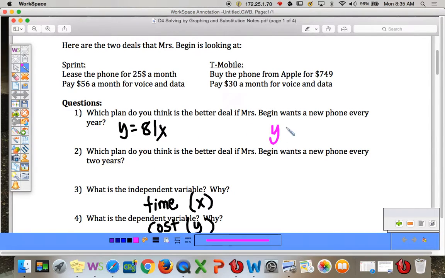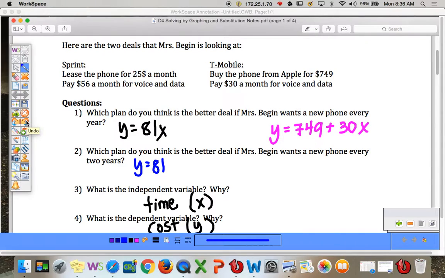For T-Mobile, we can pay $749 up front plus $30 every month for voice and data. So here's the equation. So it says, which plan do you think is the better deal if Mrs. Bayesian wants a new phone every 2 years? Well, x is time, which is number of months here, and 2 years is 24 months. So we can calculate the first one by doing 81 times, actually not by 2, by 24, because it's for 2 years, 24 months.